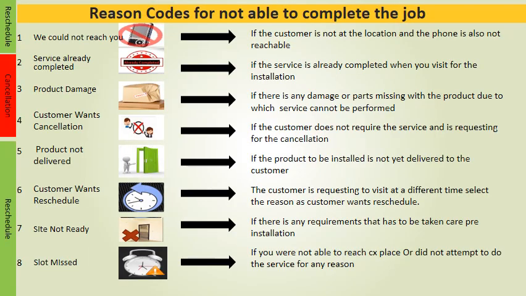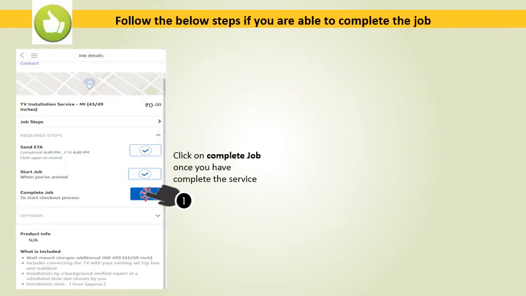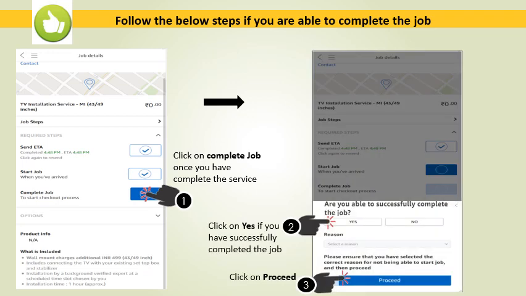The reason codes in completed job will be the same as it was explained before. Select the appropriate reason from the reason code list if you are not able to complete the job. If you have completed the job successfully, select yes and click proceed to confirm.